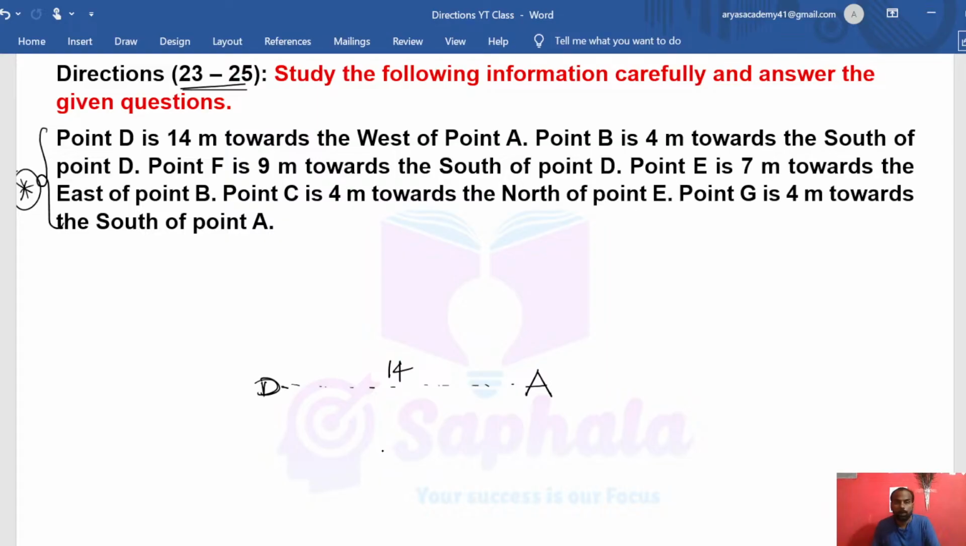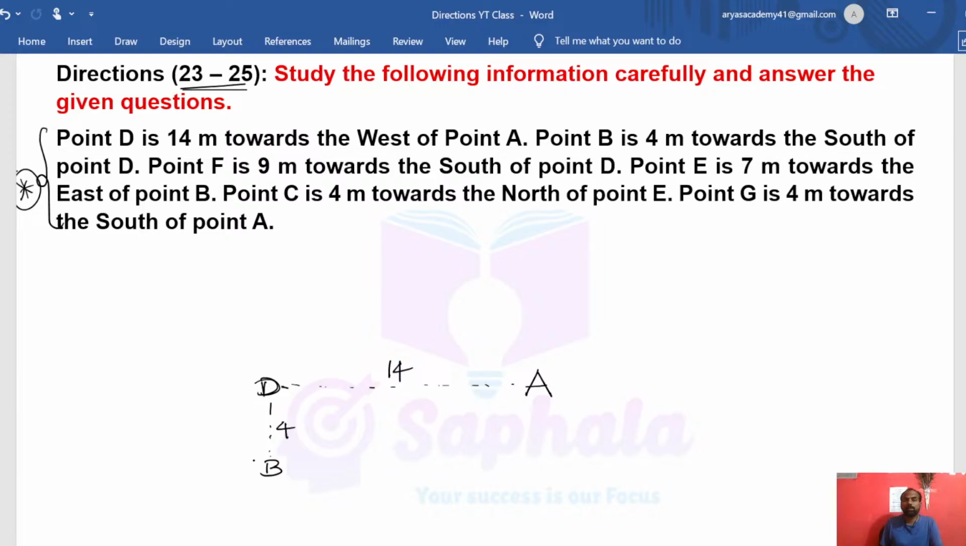Then point B is 4 meters south of point D. So from D, if I come down, that is towards south, just at a distance of 4 meters, I have another point which is point B.